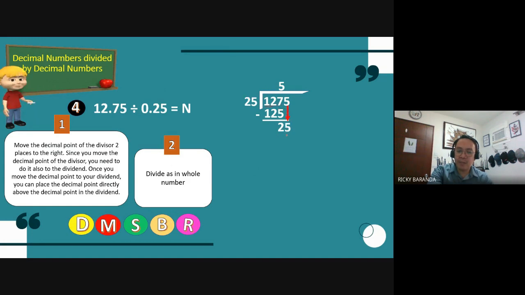So 25, repeat the process. 25 divided by 25 is equal to 1. 5 times 1 is 25, then subtract is equal to 0. Okay, our answer is 51.